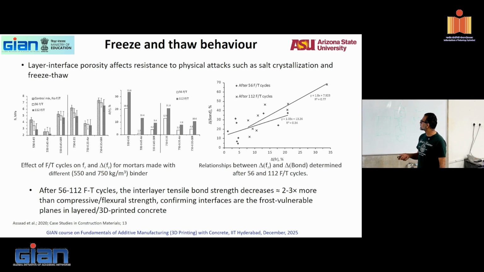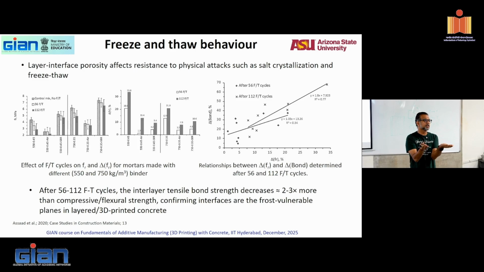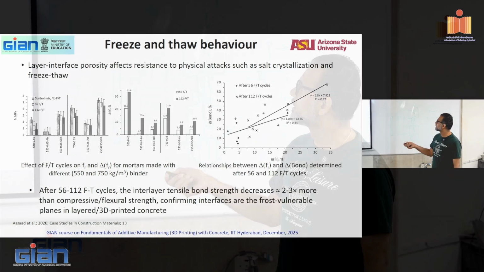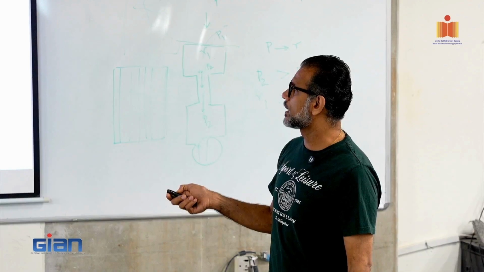So chemical acid resistance, freeze thaw behavior. Freeze thaw is a function of water freezing within the smaller pores and creating pressure. The smaller the pore, the higher the pressure. Therefore, if you are in a freezing and thawing zone, even in your 3D printed concrete, in your bulk zone, you need some air entrainment to control freezing and thawing. If not, the layer interfaces, which are already weak, will crack and burst out very quickly. So again, commonsensical things that you need to do. Very similar results were found after 100 freeze thaw cycles.